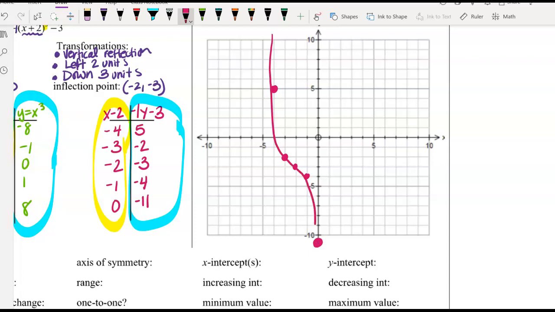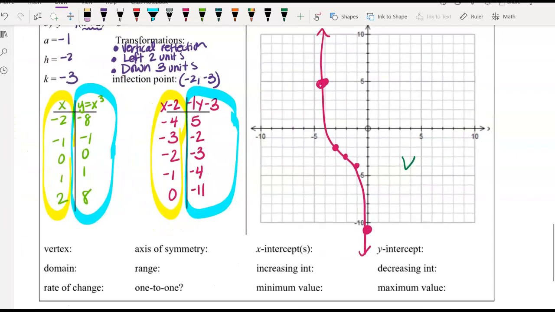Now remember, we have it to where it's going to reflect. So the parent function used to go like this, right? So whatever's on the top is now on the bottom, and the bottom's on the top. So that's why it looks this way. So we're starting on the left and we're ending on the right because there is a reflection. We don't have any vertex for a cubic because we have an inflection point. We don't have an axis of symmetry.